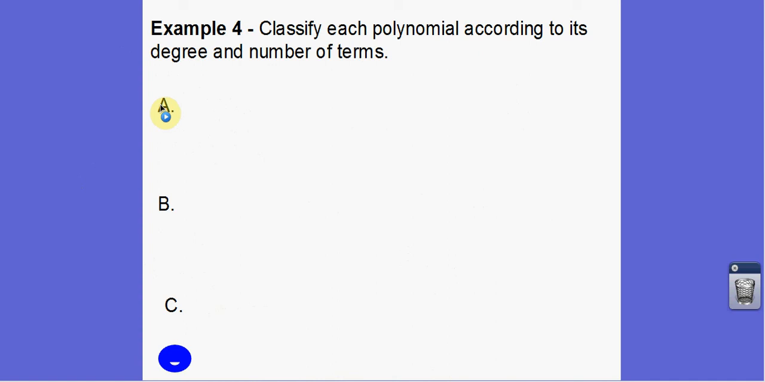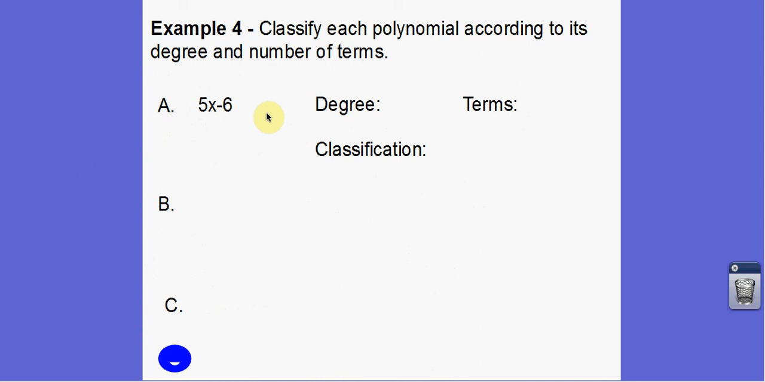Alright, so we want to classify the polynomials here. Here's our first one, 5x minus 6. I want to know the degree, the number of terms, and the classification. Well, the degree is the degree of the term with the largest degree, which is this one right here, and that degree is 1. There are 2 terms. 5x is a term, and negative 6 is another term.